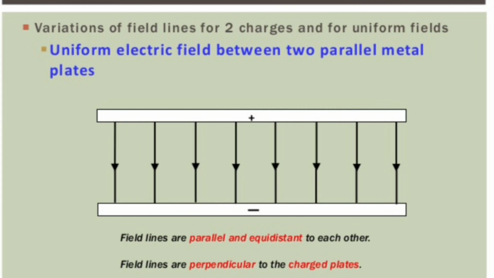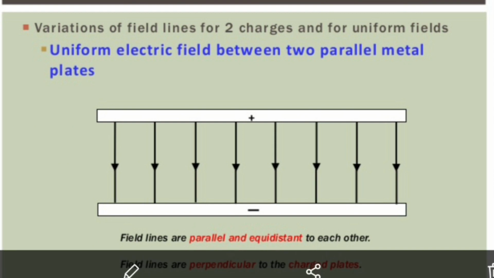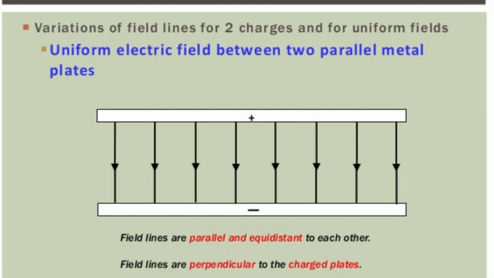Now this shows a uniform electric field. It is written that it is between two parallel metal plates. What I would like to convey is that the words uniform electric field mean an electric field which has constant magnitude and the same direction throughout the space wherever it is applied. So in the space where it is applied, the uniform electric field will have the same magnitude and direction.